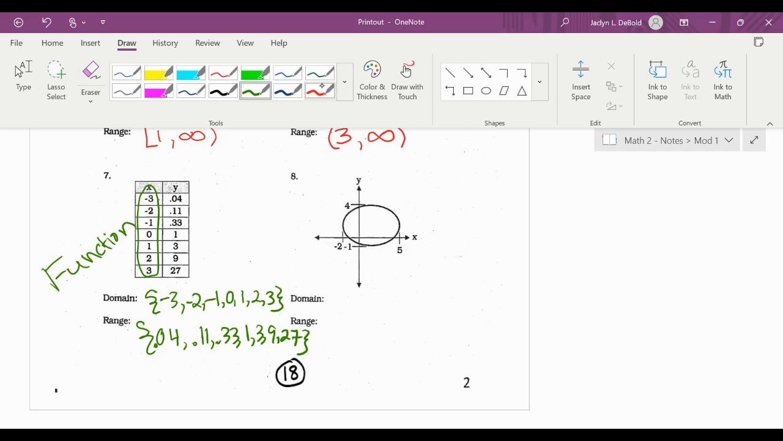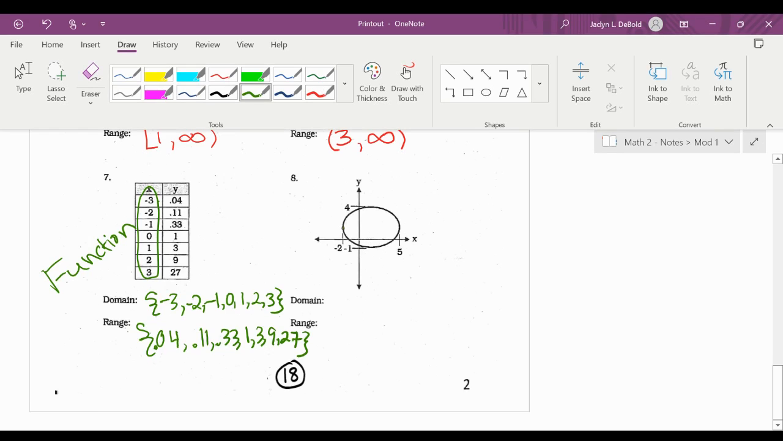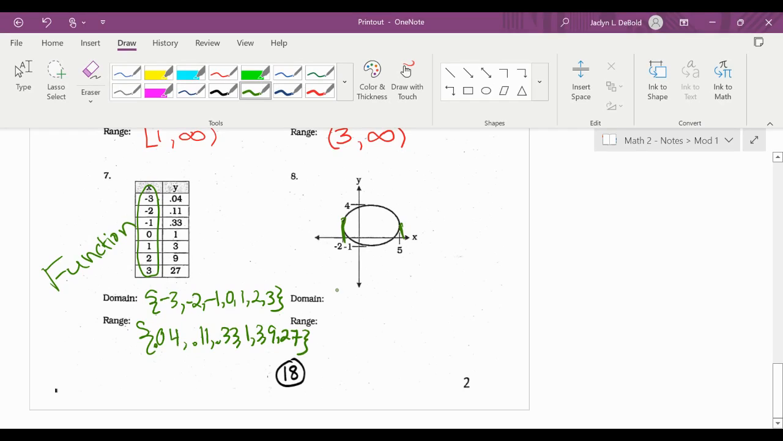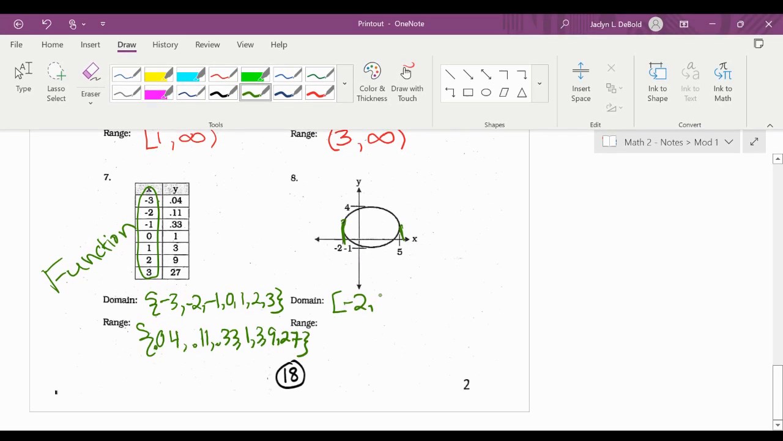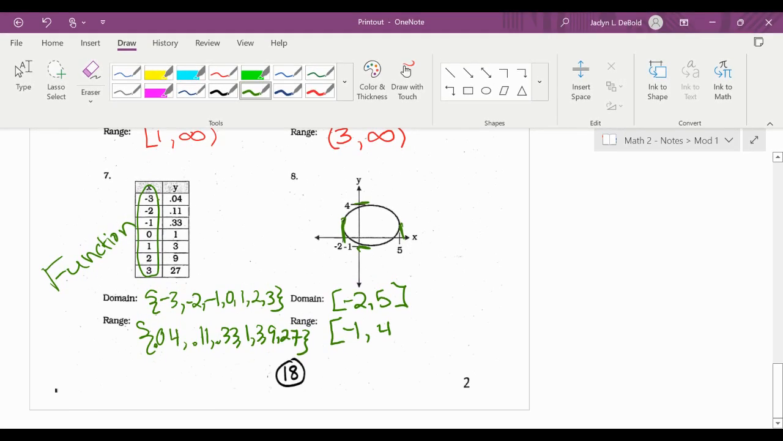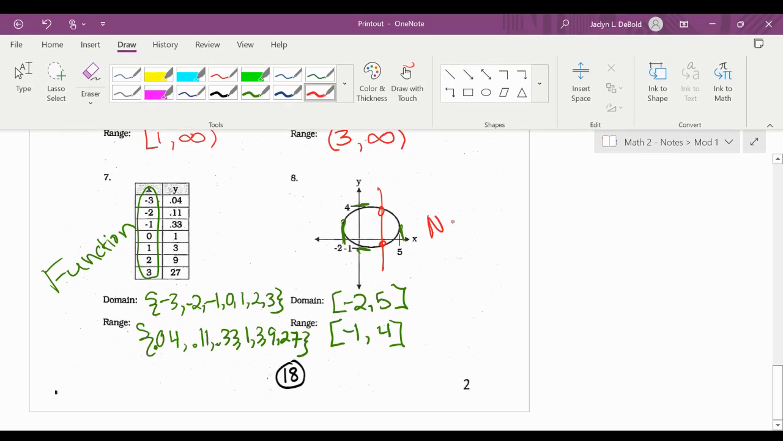And then for the last one, same thing when I go to the left and the right. My domain is -2 to 5. My range is -1 to 4. That's my high and my low. And then if I test if it's a function, it actually fails the vertical line test because it hits twice. So this one is not a function.